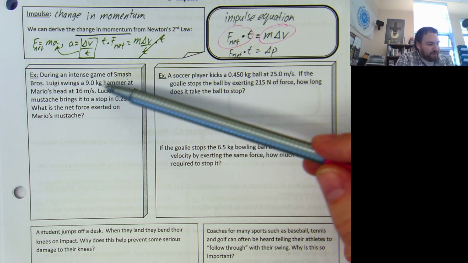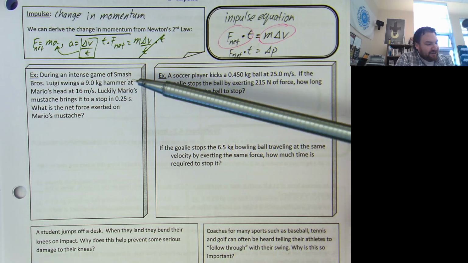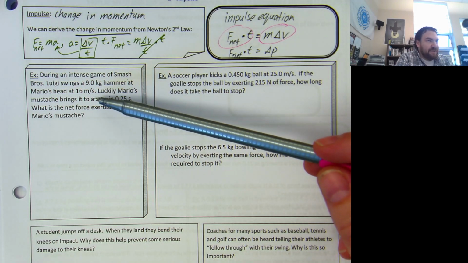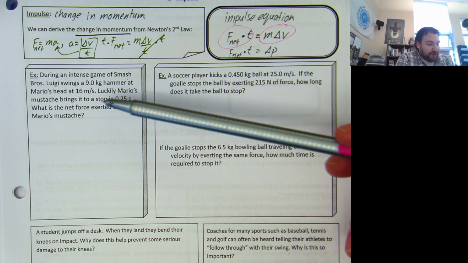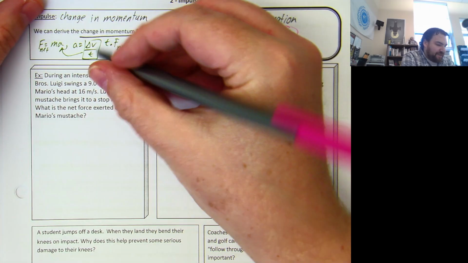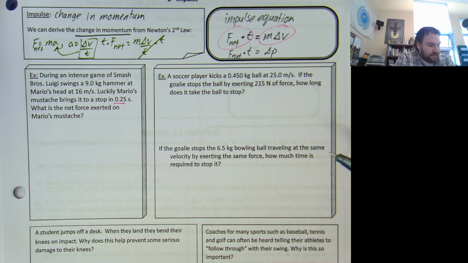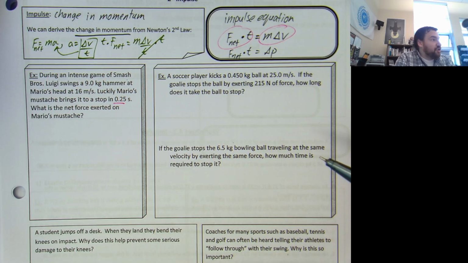Luigi, Mario's brother, swings a 9-kilogram hammer at Mario's head at 16 meters per second. Luckily, Mario's mustache brings it to a stop in 1/4 of a second, or 0.25 seconds. What is the net force exerted on the mustache?